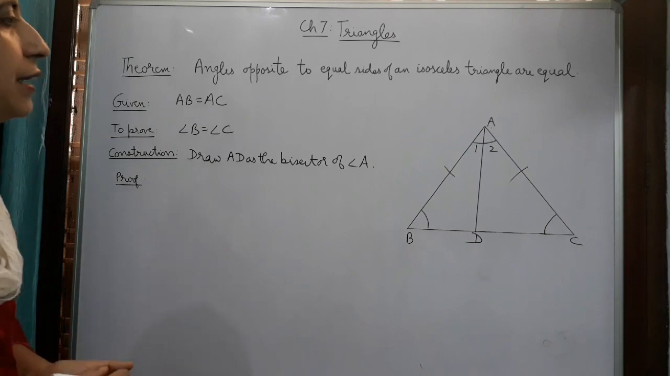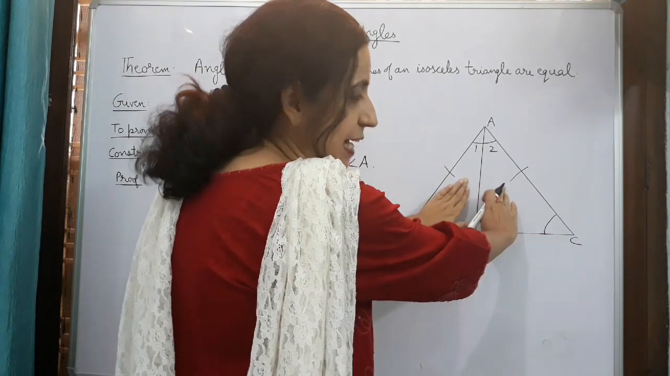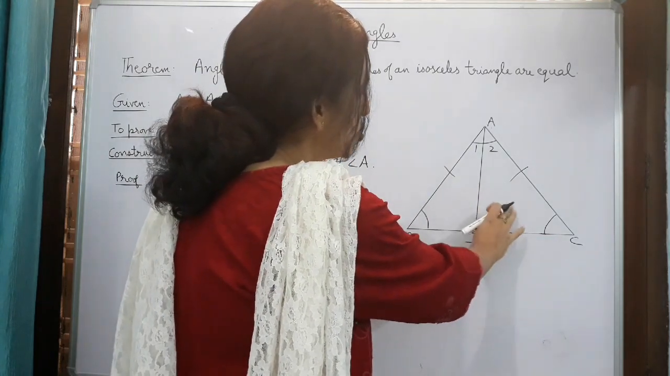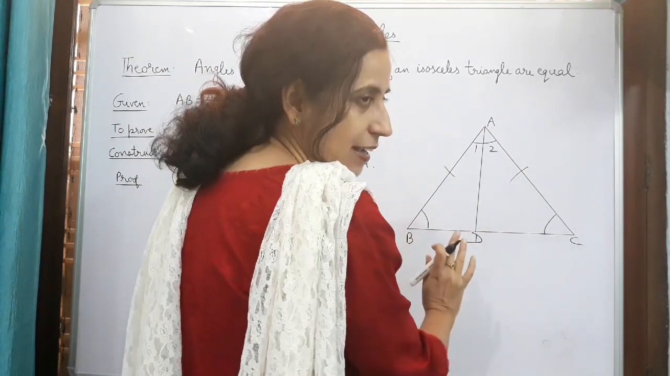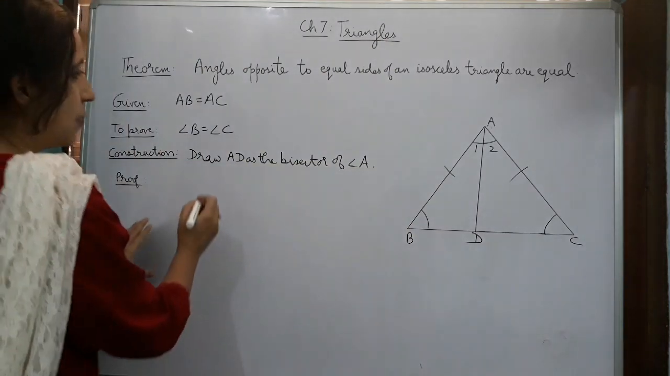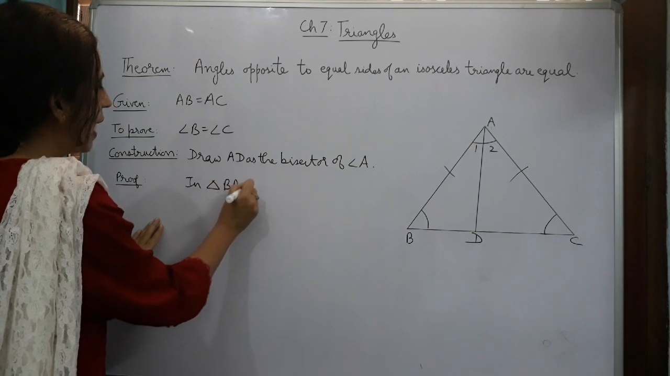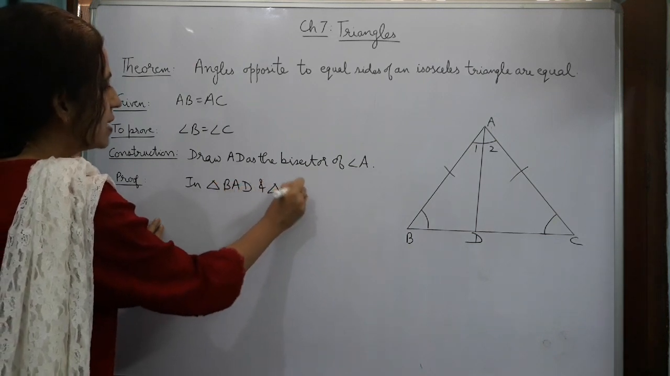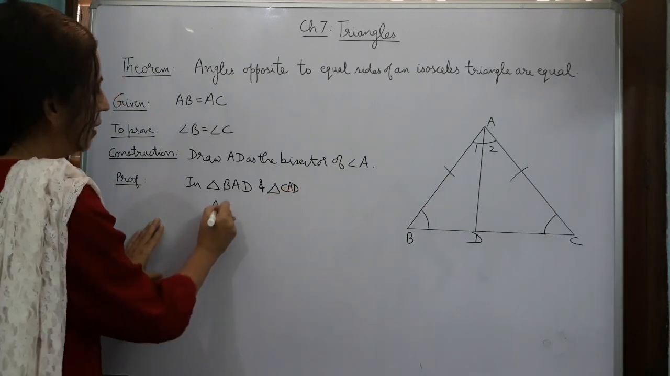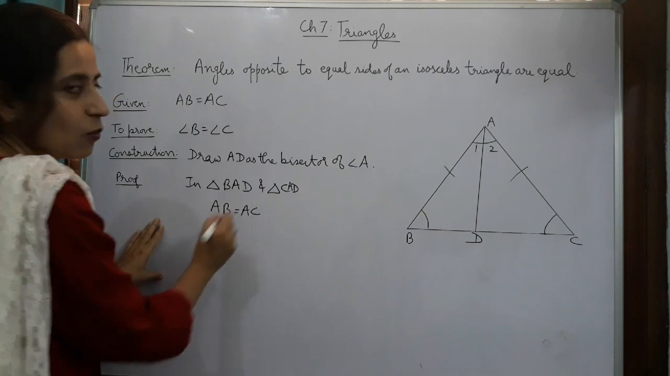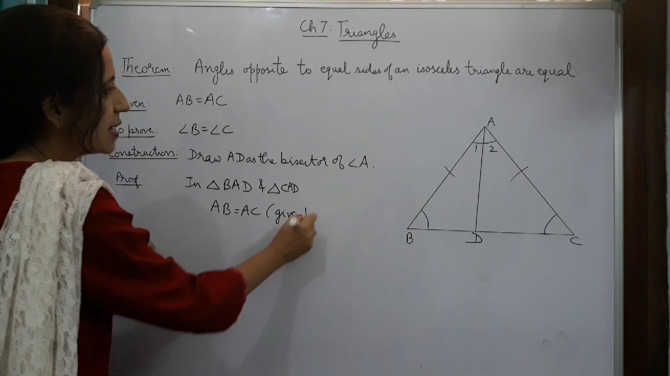Now let us prove it. If we take these two triangles, triangle BAD and triangle CAD, and prove that these two triangles are congruent, then by CPCT we can get that angle B is equal to angle C. So we take triangle BAD and we take triangle CAD. In both these triangles, AB is equal to AC. Why? Because it is given to us.